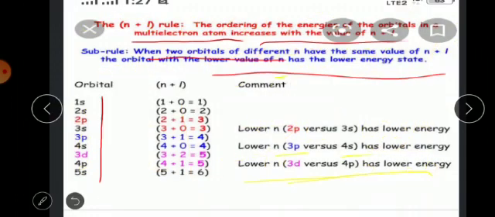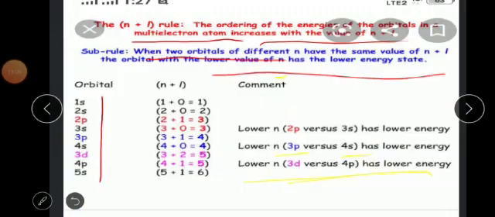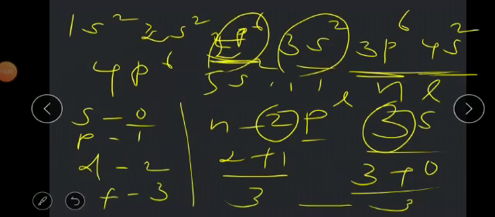So this is known as the n plus l rule. According to the Aufbau principle, we write 1s, 2s, and like that you have to write the configuration also. So in this video, we discussed the n plus l rule. Understand, children? We will see in the next class.